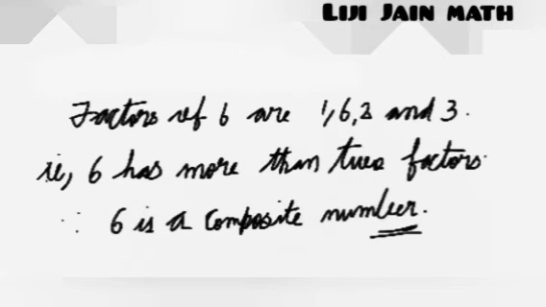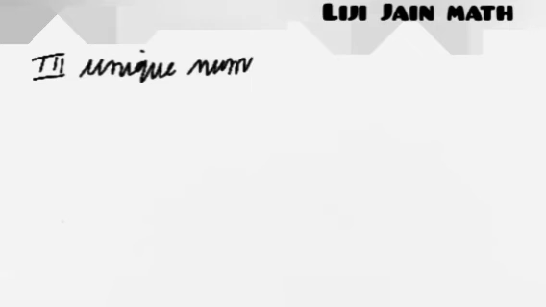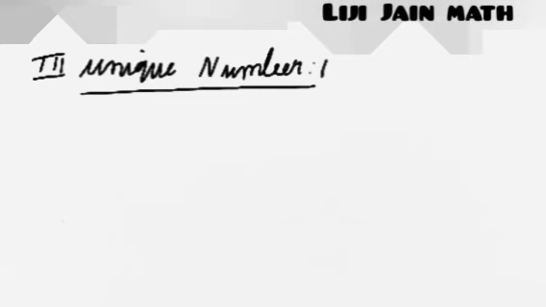Now, let's discuss unique number. Roman number 3, unique number. Which is the unique number? Yes, unique number is 1. 1 is equal to 1 into 1.